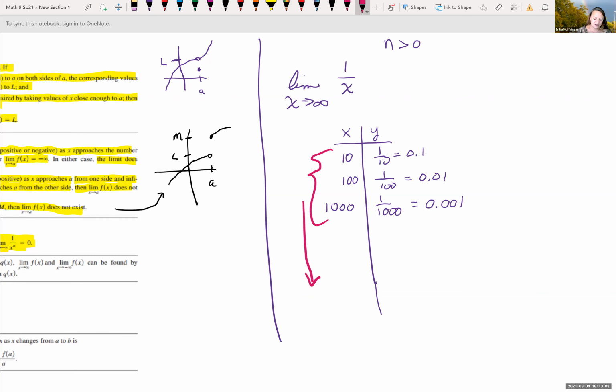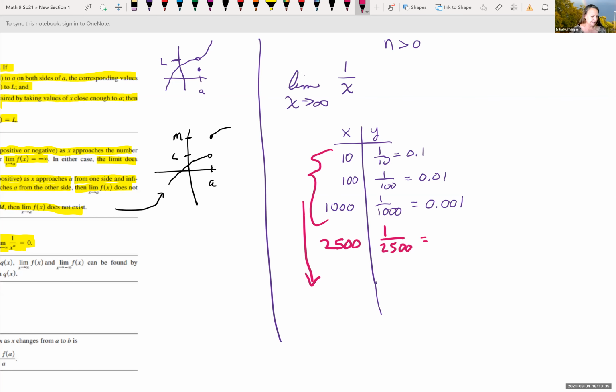to be multiples of 10, I could have put in 2,500, 1 over 2,500. I'd have to plug that in my calculator, but that's even getting closer to 0 than 1 over 1,000. Gotcha. Okay. And that's why that is going to 0. And so we want to use that fact that 1 over x or 1 over x to some positive power is always going to 0.